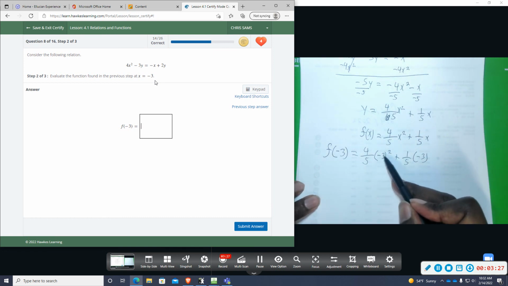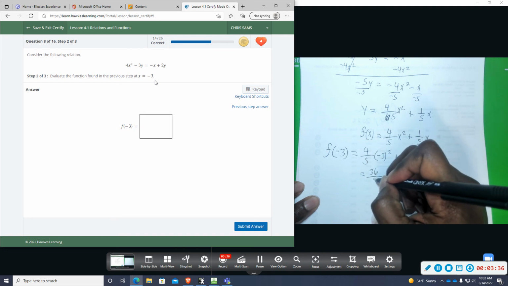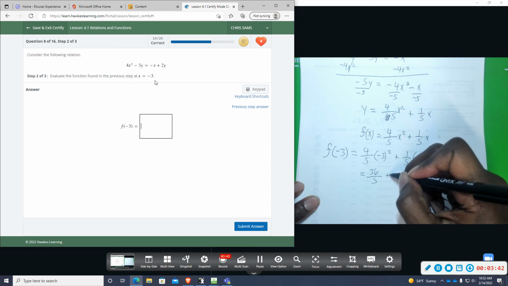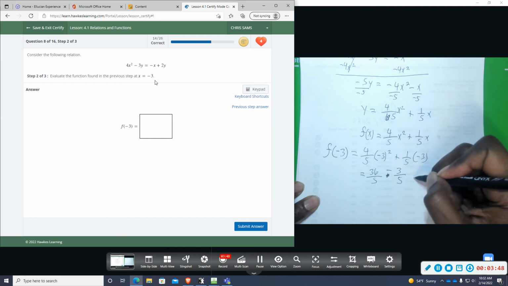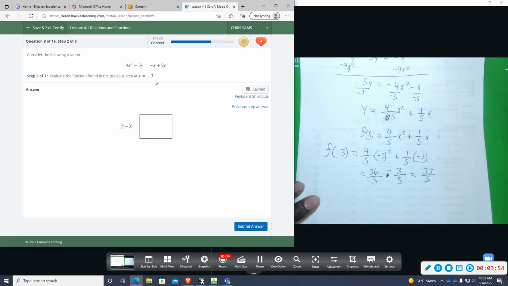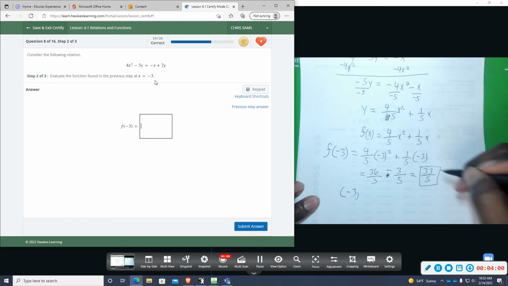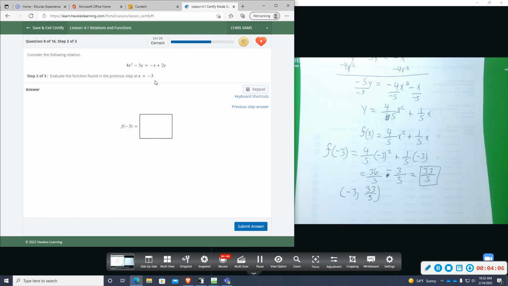All right, so we're going to do 3 squared is 9. 9 times 4 is 36. So we have 36 over 5. And then negative 3 times 1 is negative 3. So I can just say minus 3 over 5. Common denominator, we can just subtract the numerators, and that will give us 33 over 5. So we get an ordered pair. X was negative 3. The end result, the y value that we got, was 33 over 5. This is how that works. So we get 33 over 5.